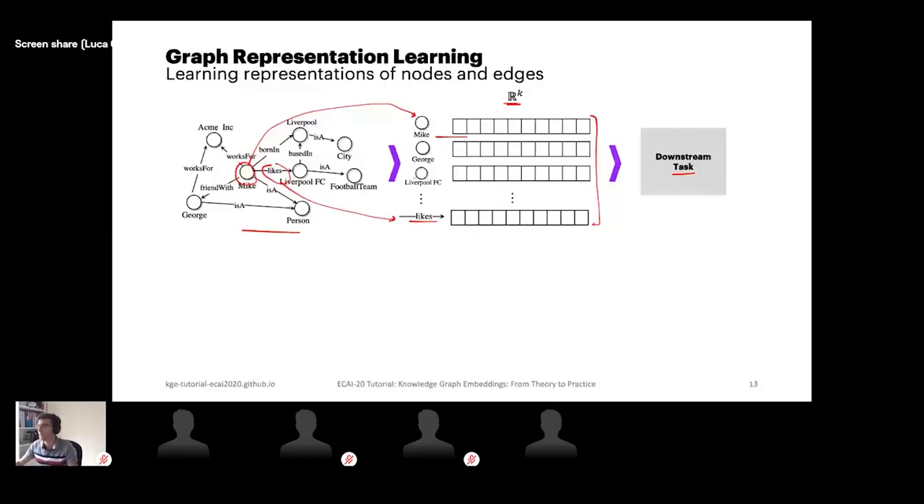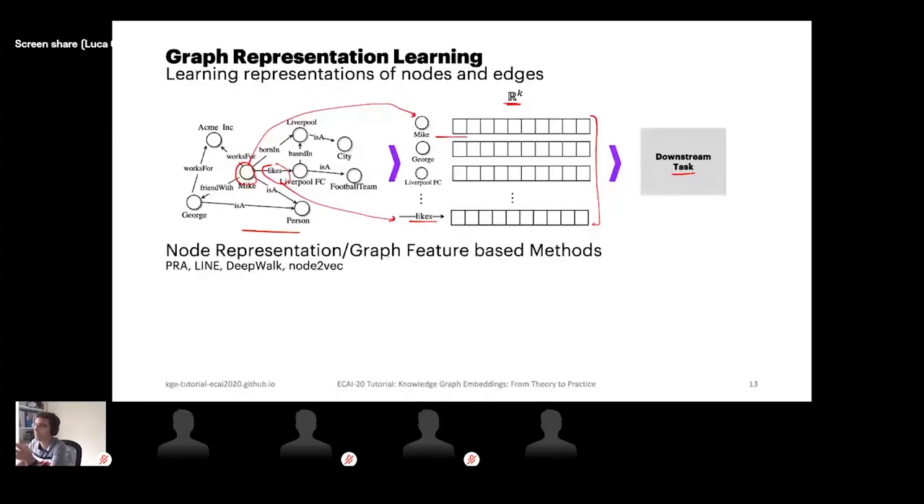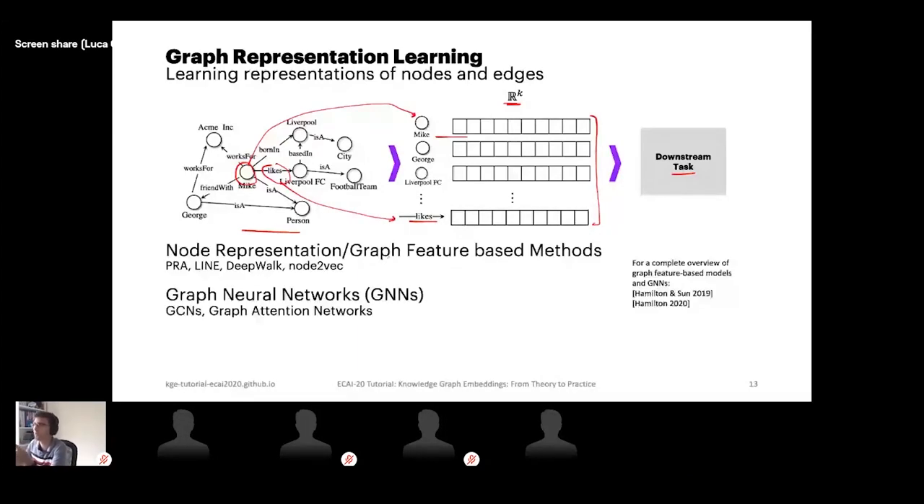So that means graph representation learning is obviously quite a broad area of research, and there are a lot of families of models. You may have heard about node representation learning, for example, also known as methods based on graph feature extraction, like the path ranking algorithm, DeepWalk, and so on. Or you may have heard about graph neural networks, which are neural architectures quite similar to knowledge graph embeddings. They are a deeper version of the architectures that I will present in the tutorial today. So this is out of the scope of the tutorial.